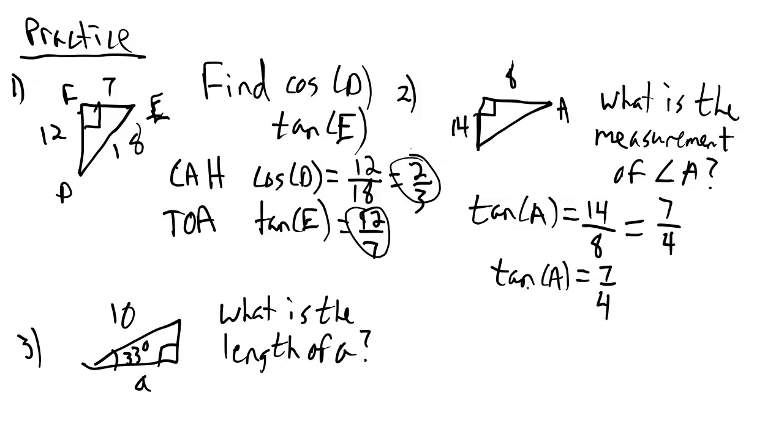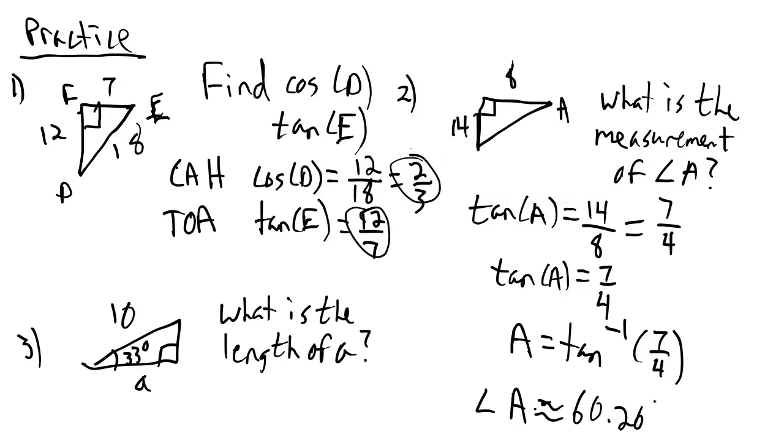Now how do we solve for A here? We take the inverse tangent. So we flip where the tangent is with that inverse, and we put that into our calculator. That tells us that the measure of angle A is going to be approximately 60.26 degrees. If you're not getting this value, it means your calculator's in the wrong mode. Make sure it's in degree mode.